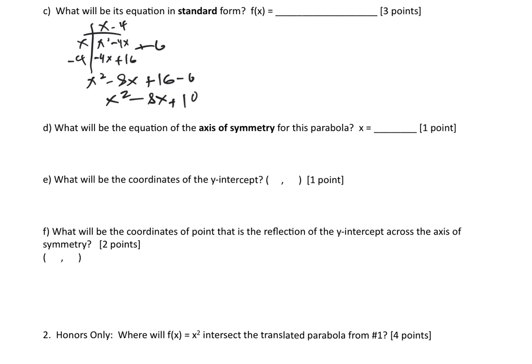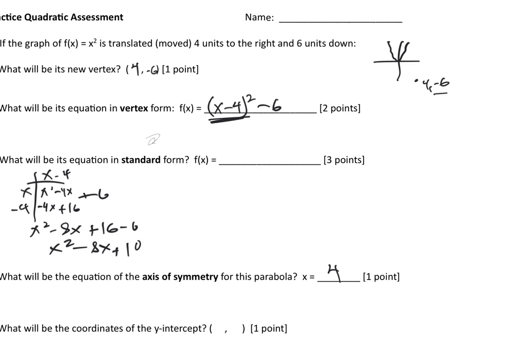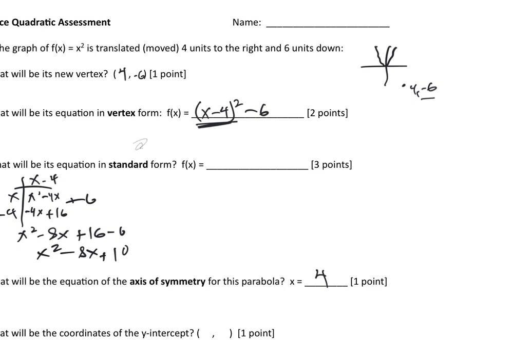What will be the equation of the axis of symmetry? x is equal to 4. And again, that axis of symmetry, if this is our new parabola here, is just this vertical line that passes through the vertex. It's sort of the mirror for the parabola. Everything on the left side of the axis has a reflection on the right side of the axis.